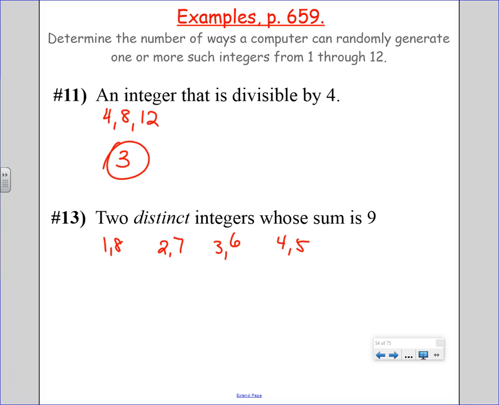Now, how many ways can the computer generate them? Why 8? It can come up with a 1, then an 8, or an 8 and then a 1. If you were to list all the different possible ways the computer could come up with the numbers, those would both be in there. So we'd have to count them both. The 1 and the 8 and the 8 and the 1. The 2 and the 7 and the 7 and the 2. 3 and the 6 and the 6 and the 3. 4 and 5 and the 5 and the 4.